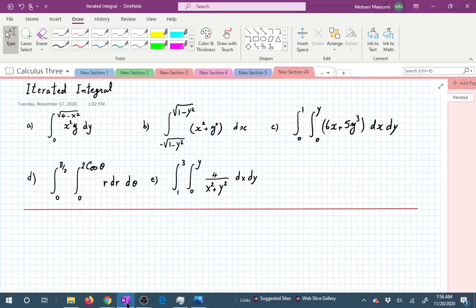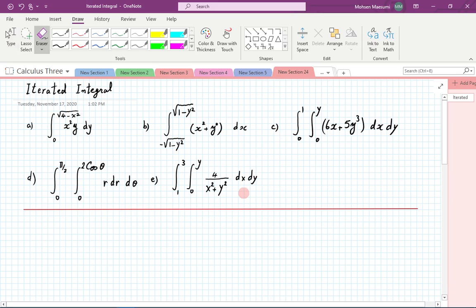The first two are just ordinary integrals. However, there are several variables in them. We are going to practice how to integrate these things without getting distracted by the presence of additional variables. Then problems C, D, and E are actually iterated integrals. Iterated, you see, there are two integrals to do. Later on we have to deal with perhaps three integrals. So let's go ahead and get started with the very first one.